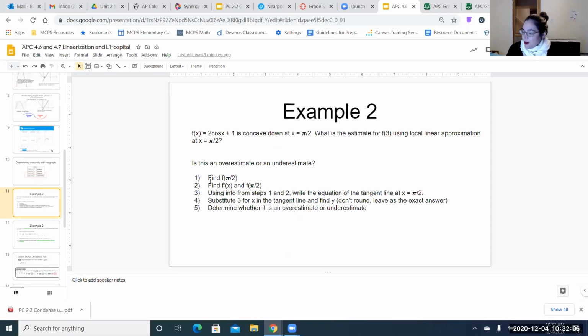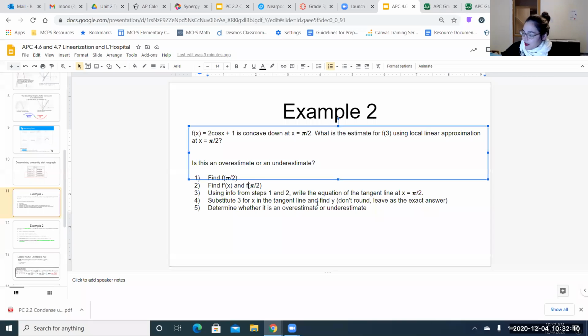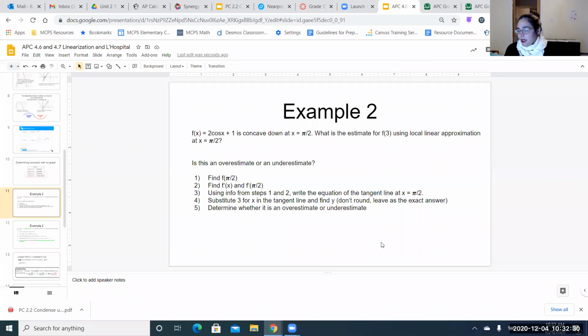First, find f of pi over 2, find the derivative, that should say f prime, of pi over 2, and then using the information from steps 1 and 2, write the equation of the tangent line at x equals pi over 2. And then substitute 3 in for x in the tangent line and find y, just like we did in the table problems. And then lastly, use that second derivative to determine whether it's an overestimate or an underestimate.